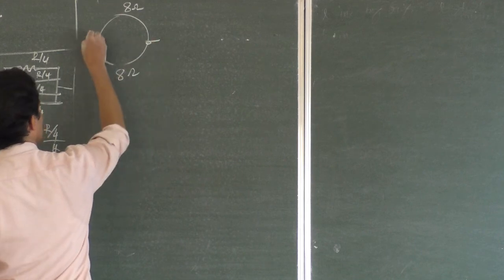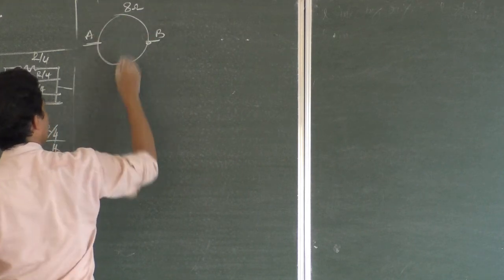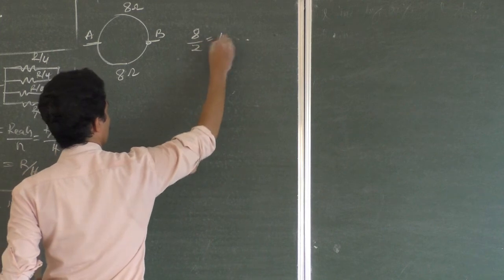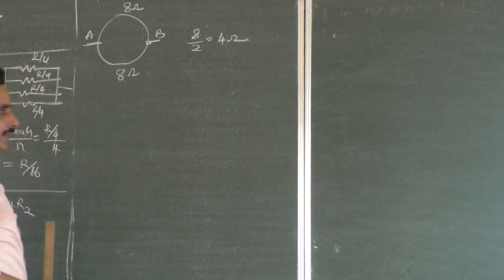Now, what is the resistance between two diametrically opposite corners? 8 parallel 8, 8 by 2, 4 ohm. Right? The answer is the fourth option, 4 ohm.